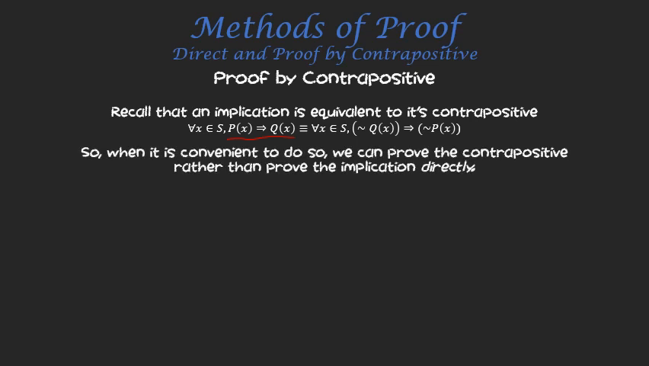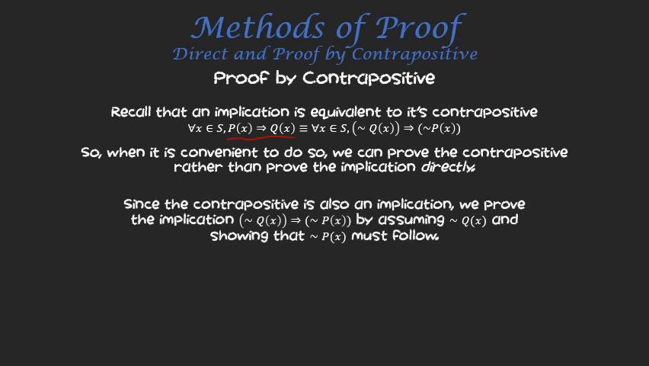So when it's convenient to do so, instead of proving the implication directly, we can prove the contrapositive instead. And since the contrapositive is also an implication, right? It's the implication not q of x implies not p of x. We can follow the same idea for a direct proof, right? We'll assume not q of x and show that not p of x must follow.